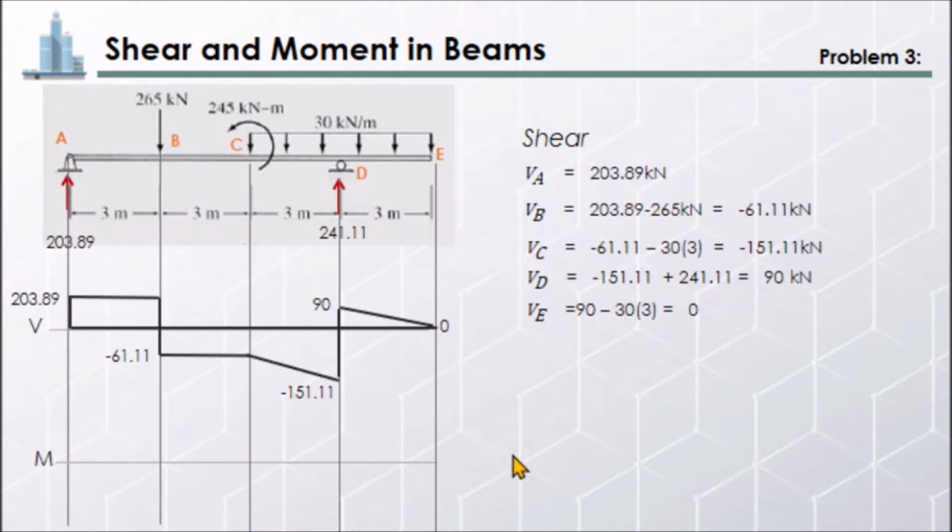Okay, so for our shear, at point A, ano ba ipapasok dito? So, we have the reaction at point A, which is 203.89. So, 203.89, pataas siya since pataas tong reaction natin, positive. So, from A to B, meron ba tayong mga forces dyan? Loads? Wala naman. So, horizontal line lang. And then, at point B, may pumasok tayo na point load na 265. So, from 203.89, ibabawas lang natin yung 265. So, that will give us negative 61.11 kilonewton. Now, from point B to C, may pumasok ba na load?